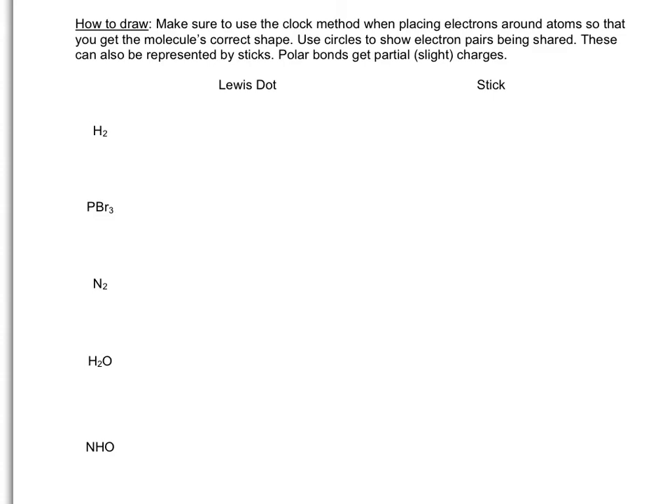We use circles to show electron pairs that are being shared. These can also be represented by sticks, known as a stick diagram, to save time and for a neater look. Any polar bonds in the compound need to have partial or slight charges. Here are some examples.